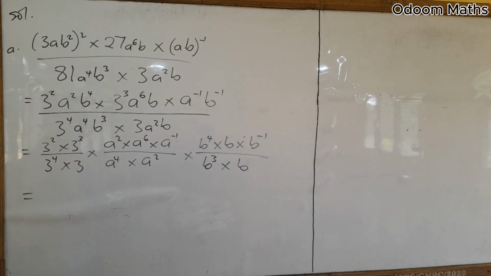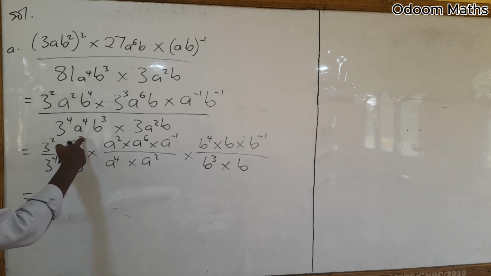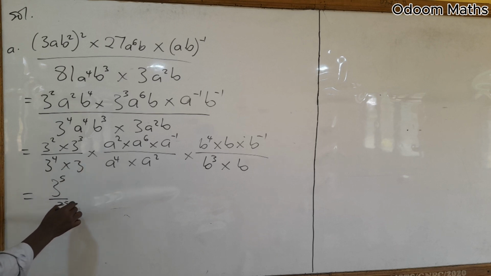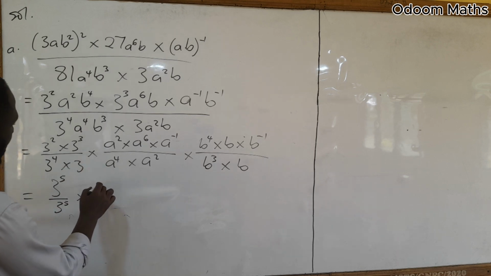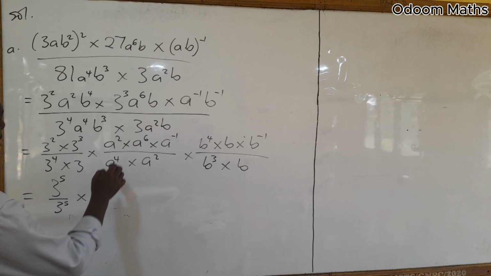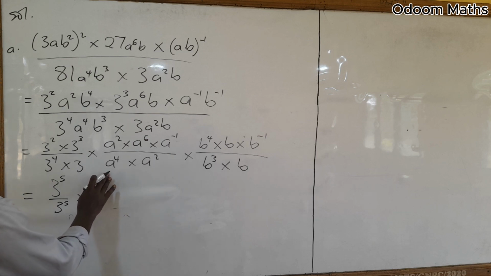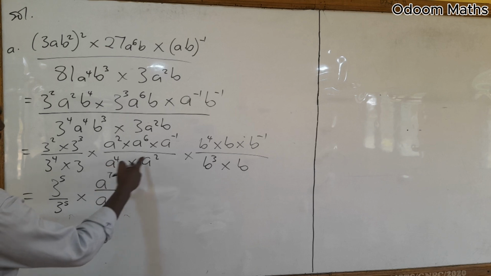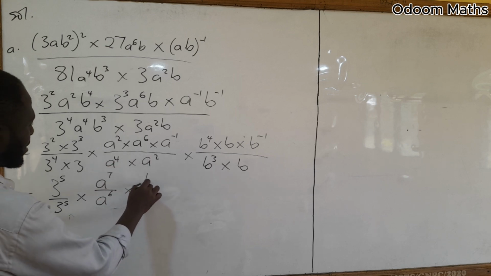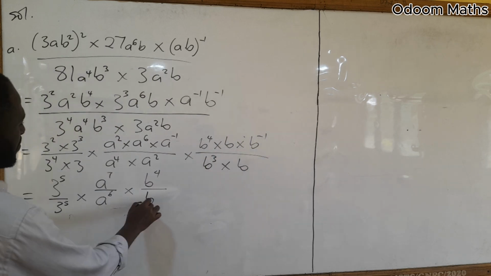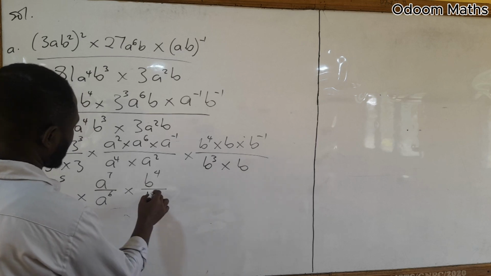So this is going to be 3 to the power 2 plus 3, which is 5, divided by 3 to the power 4 plus 1, which is also 5, then times a to the power 2 plus 6 minus 1. So 2 plus 6, 8, minus 1, 7. So a to the power 7 over a to the power 4 plus 2, which is 6, times b to the power 4 plus 1 minus 1. So b to the power 4 over b to the power 3 plus 1, which is also 4.